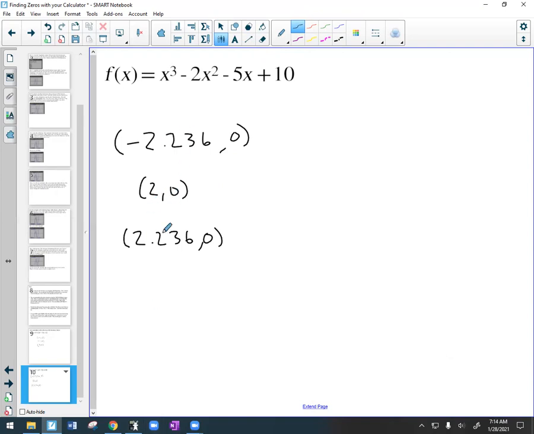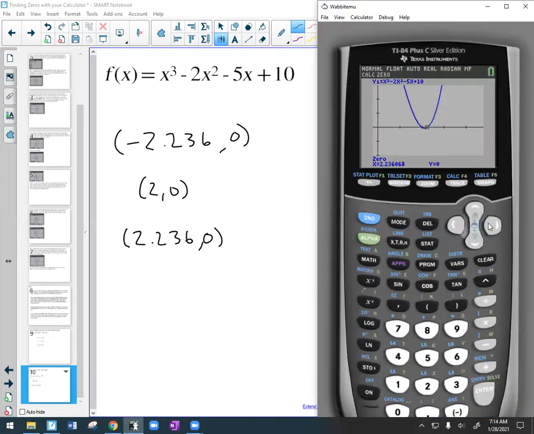And sometimes these match, and sometimes they look like they're close to each other, sometimes they don't, but either way, that's how you find zeros. And we'll talk about this more in class.